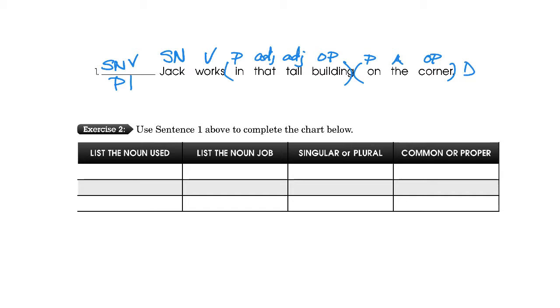All right, let's continue to this next exercise, and it's telling us to use the first sentence that we had classified to complete the chart below. So we need to list the nouns used. Okay, so let's go ahead and write Jack. We know he is a noun. What else is a noun? Building and corner.